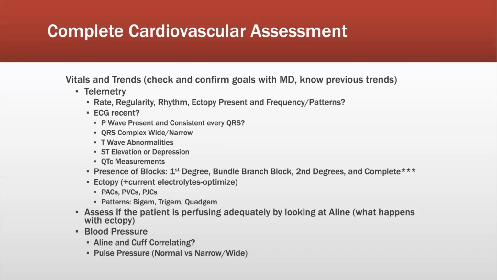Then we are going to talk about blood pressure here. Is your A-line and your blood pressure cuff correlating? Are they within anywhere from 15 to 20 millimeters of mercury of each other? Is your pulse pressure wide or narrow?